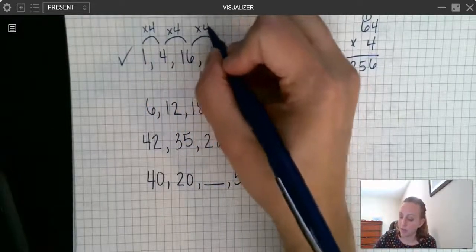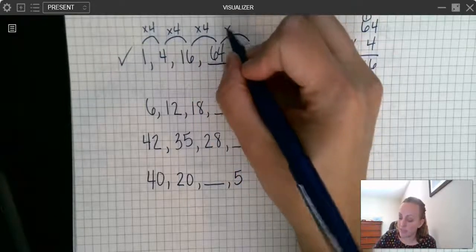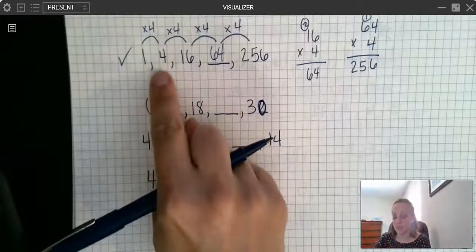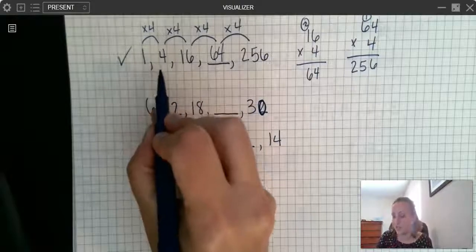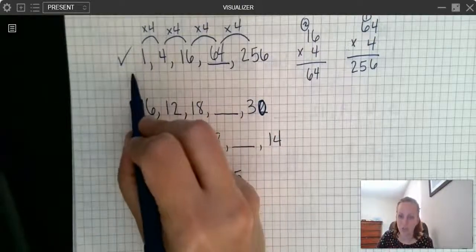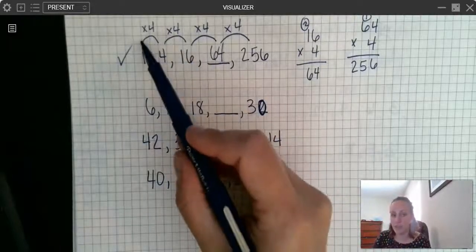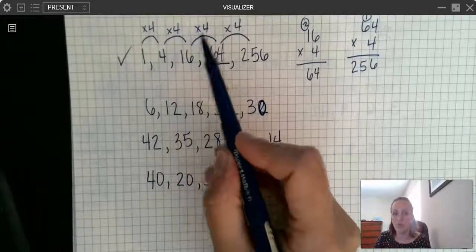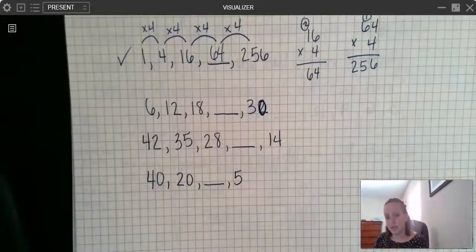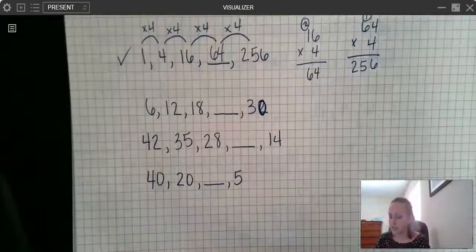Okay? So with patterns, we have terms. Those are the numbers that are in the pattern. So this is term 1, this is term 2, this is term 3, because this is the first one, this is the second one, this is the third one, all right? And we have rules, and the rule is what we're doing over and over again to figure out what comes next in the pattern. All right, so let's look at this one.